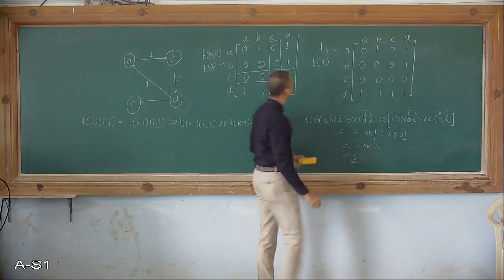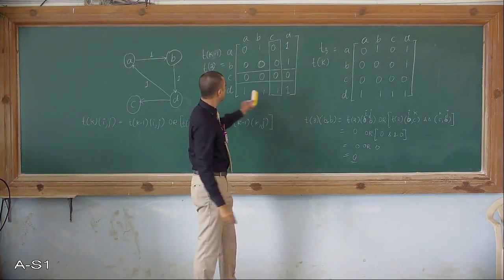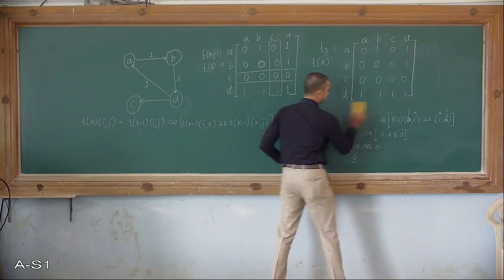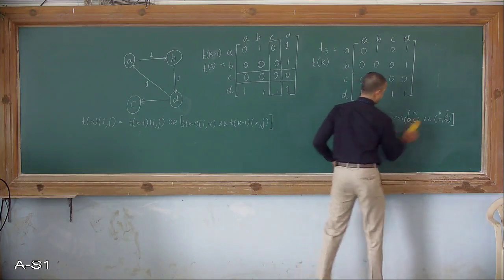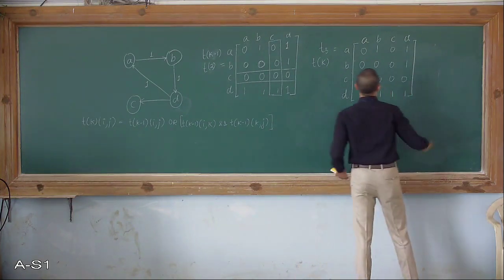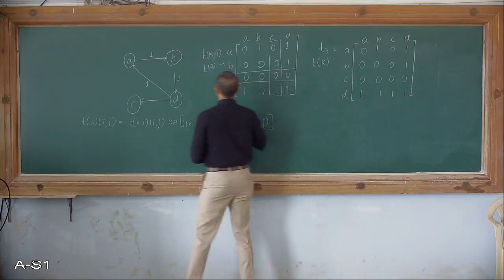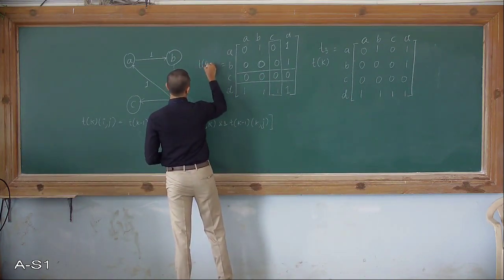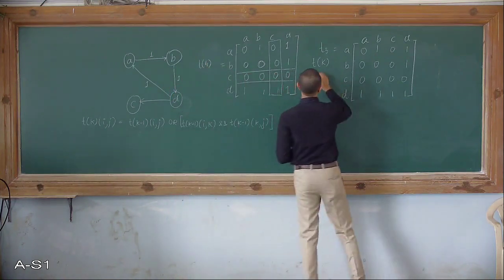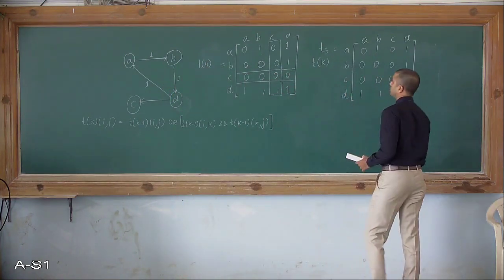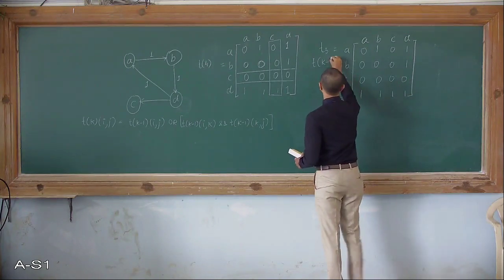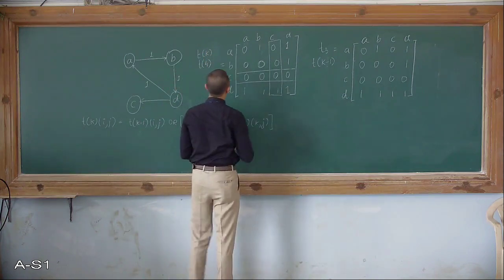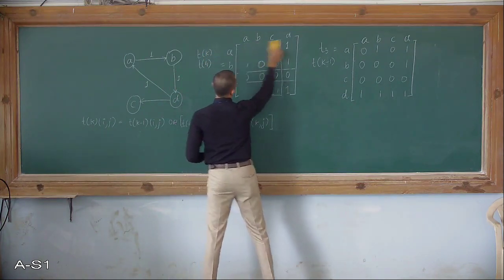So you can see this T2 and T3 are the same matrix. There is no change. So for the T4 matrix, I'm going to have the matrix T4 now. This is the T3 matrix, so this will be T of K minus 1 and this will be T of K. I'm going to derive the T4 matrix with the help of the T3 matrix.